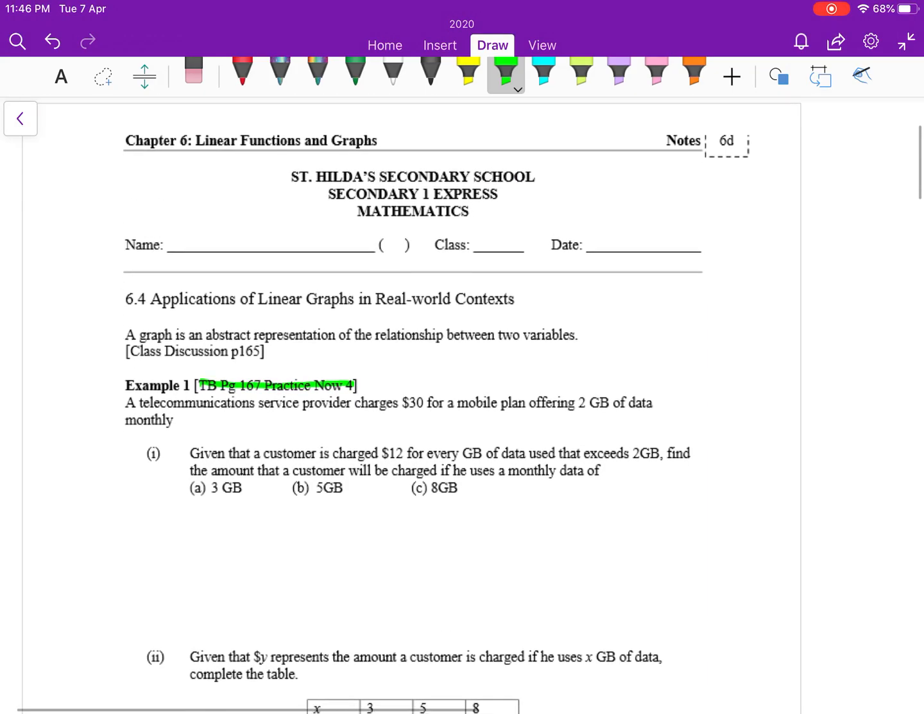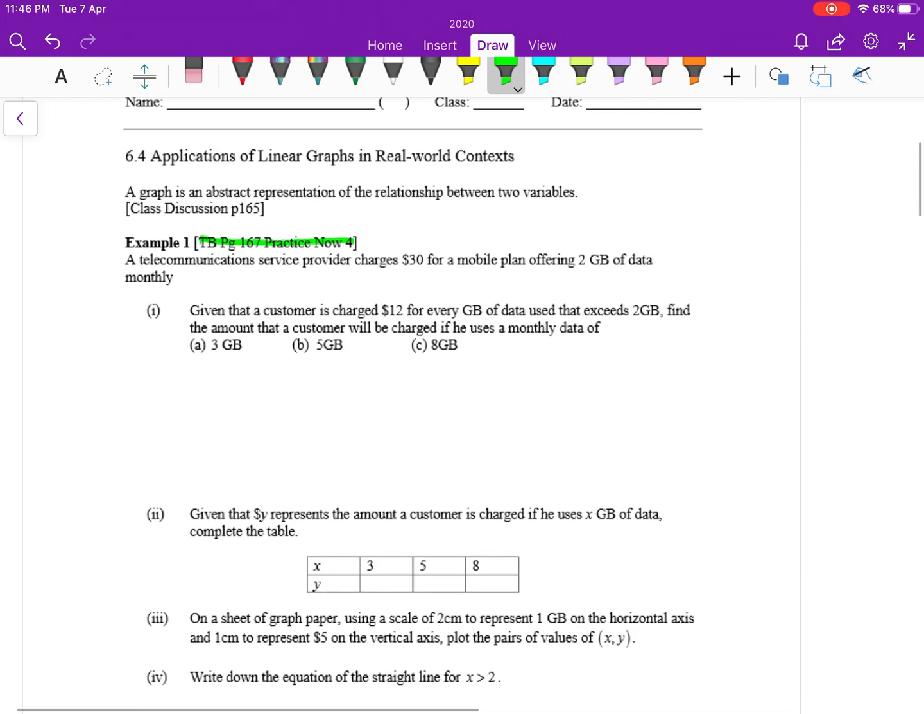Okay, hi 1G. Today we'll be looking at Note 6D, 6.4 application of linear graphs in real world context. So example 1. This question is from the textbook, page 167, practice now 4. Before you do it, you can read up on worked example 4, also from the textbook, so that you have a better understanding.